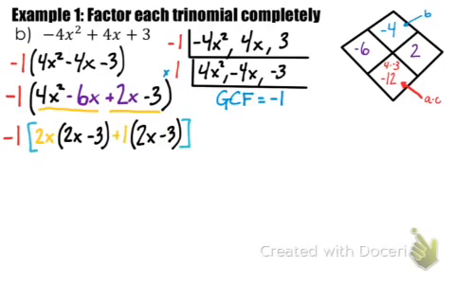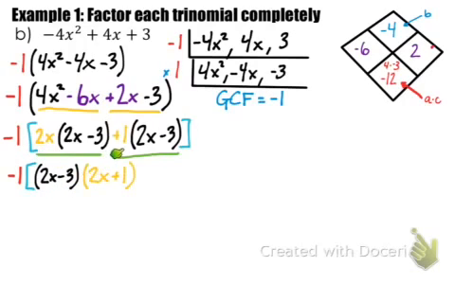Close off our brackets, and we're going to group the first product together and the second product together. And if you look at this entire problem as a whole, they both have a 2x minus 3 common binomial factor, so then we're going to factor that out from both groups. So we're left with a negative 1 on the outside still, 2x minus 3 factored, and in the first group we're left with a 2x, and then we're left with a plus 1 in the second group.